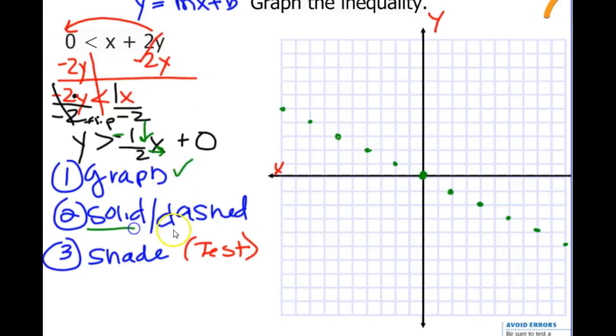Now we need to decide, is this a solid or a dashed line? This one does not have equal to, so it's just a dashed line. So I'm going to put some dashes through here. And then I'm going to shade. Again, I cannot test the point 0, 0 because my line goes through it, so I'm going to test the point 1, 1 instead for x and y. If it works, shade towards the point. If it doesn't work, shade away from the point. So let's test out that point in our equation.